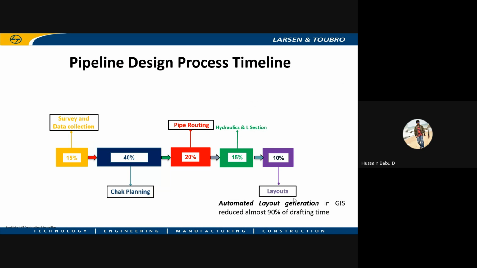Automated layout generation using GIS has also reduced 90% of drafting time, because drafting each layout is a very time consuming process, as manually we need to put the layouts, all these title blocks, and annotate each feature. It will take a lot of time. By using the map series technology in GIS, we could automate this process, as all the design data we are exporting to GIS with all the attributes within it. We can automate this process based on attribute driven map series technology.